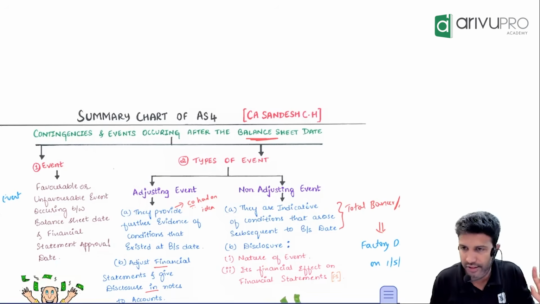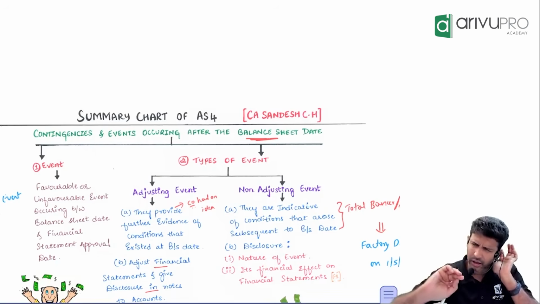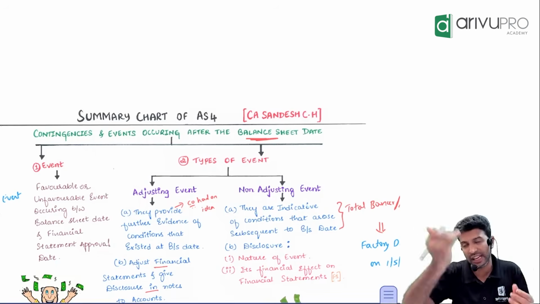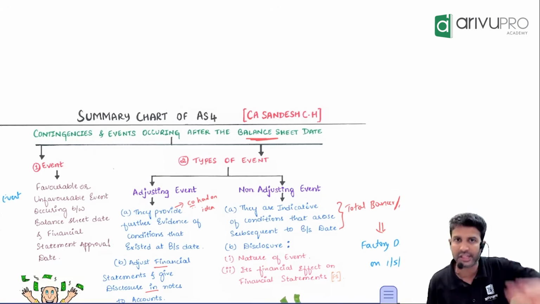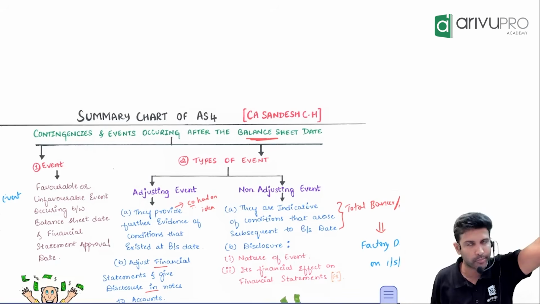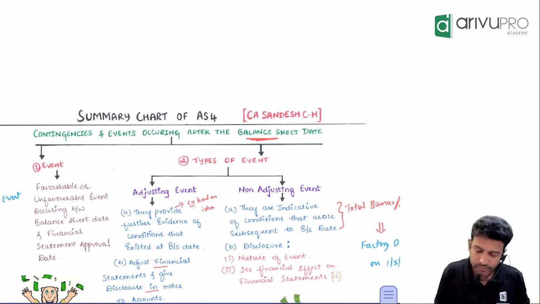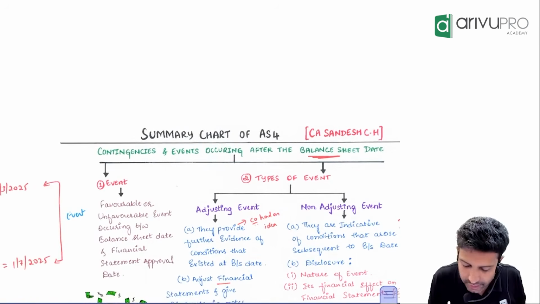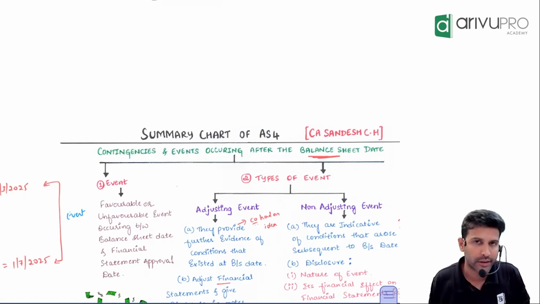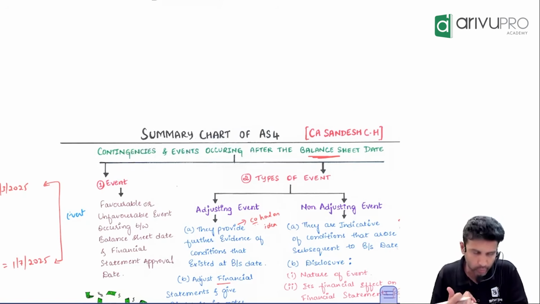Some major events come. For that, which events have to be accounted in the current year, and which have to be disclosed for and accounted in the next year, AS4 gives the guidance. But before that, first we need to know what is an event. What is an event? The first major concept of AS4 is an event.